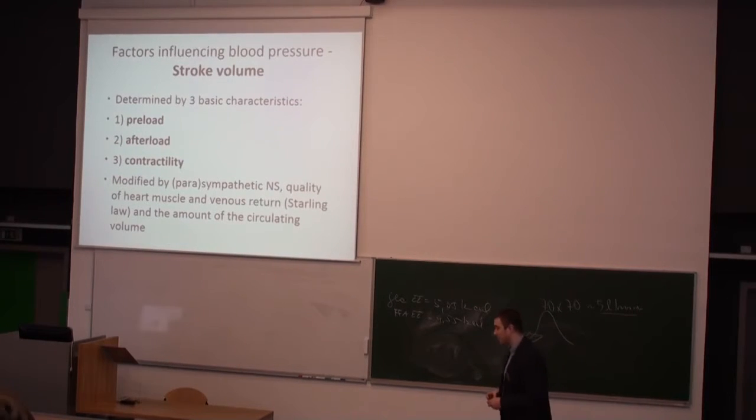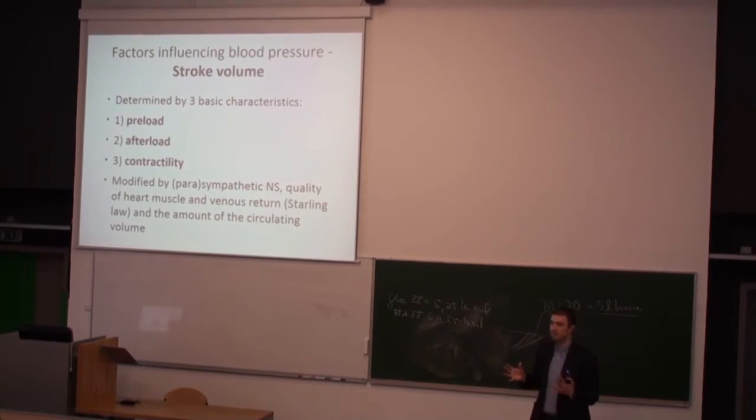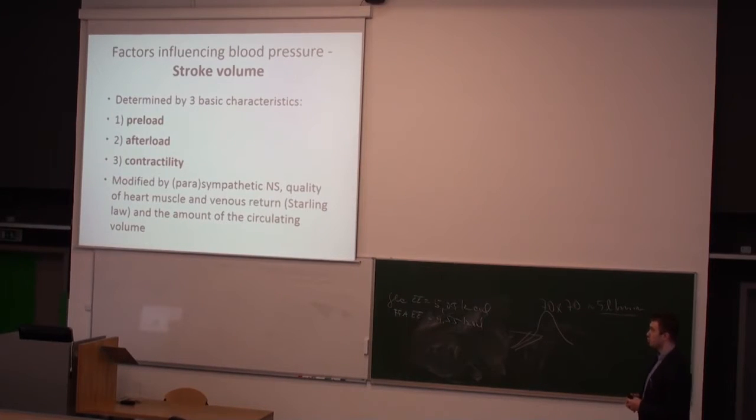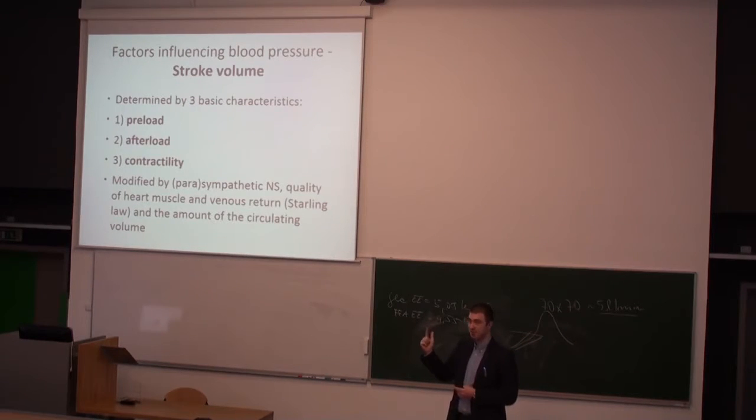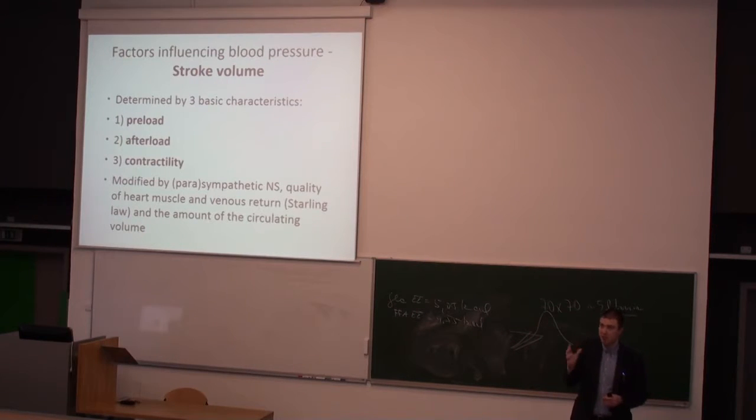Second characteristic is the stroke volume. Stroke volume is simply defined as the amount of blood that pumps in one contraction from the heart. And this stroke volume is determined or influenced by three values. The first is preload, the second is afterload, and the third is contractility. And each of them can be modulated by the hormones or by the nervous system.